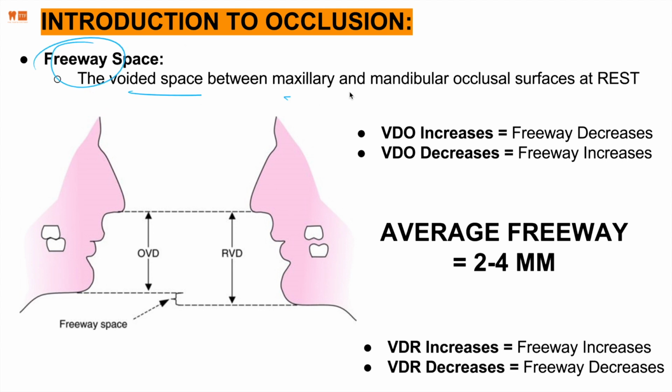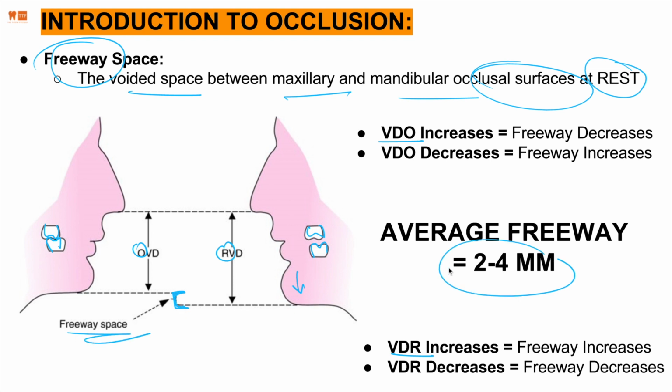The voided space between maxilla and mandibular occlusal surfaces at rest. VDO and VDR are always in constant fight. This is VDO, where teeth are touching. Now where teeth are apart due to the relaxed mandible, this is VDR. And the difference between the two is the freeway space. It's 2 to 4 millimeters.